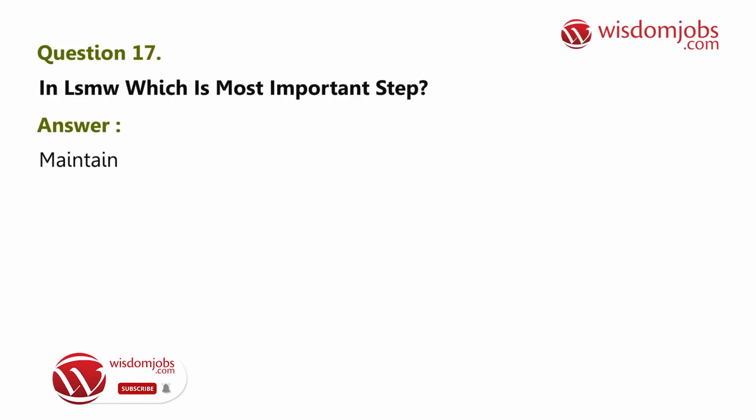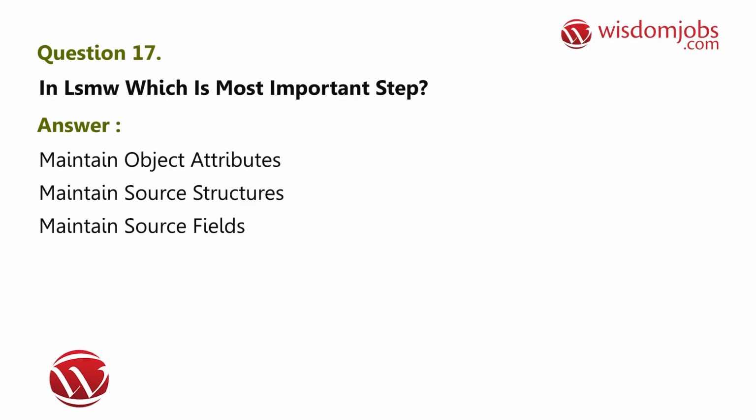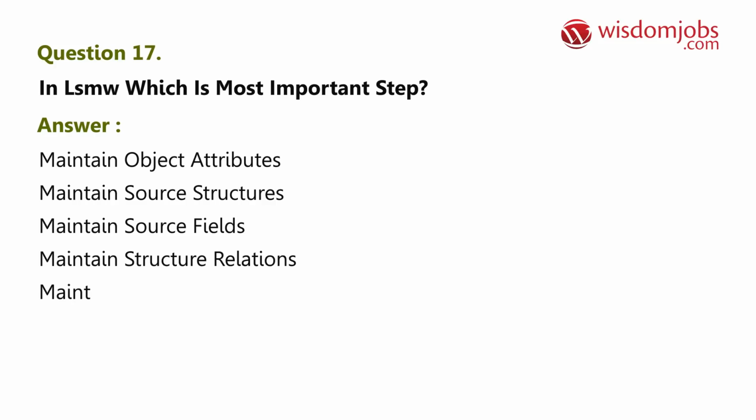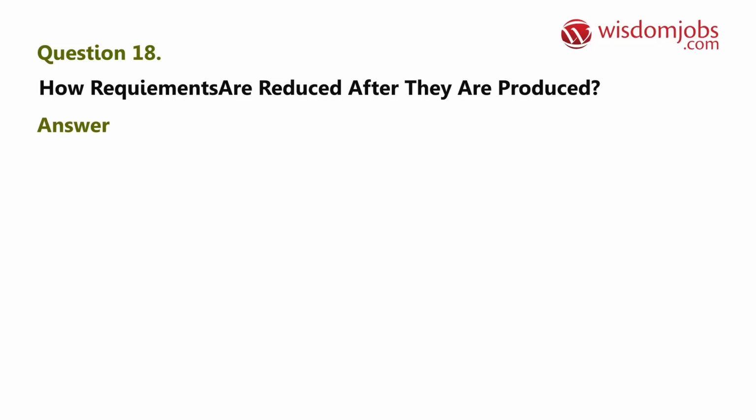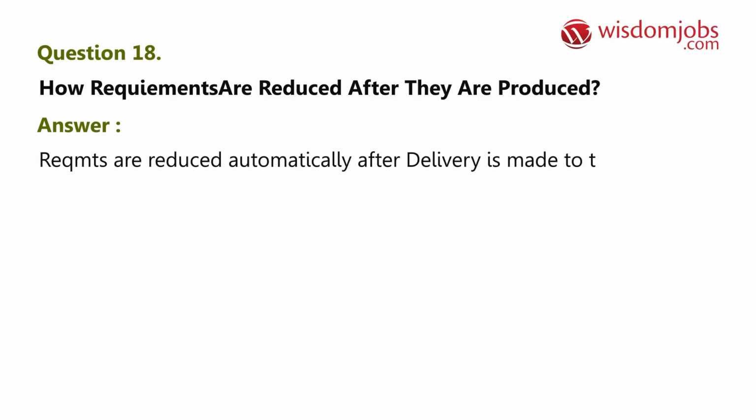Question 17. In LSMW, which is the most important step? Answer: maintain object attributes, maintain source structures, maintain source fields, maintain structure relations, maintain field mapping and conversion rules, maintain fixed values, translations, user-defined routines. Question 18. How are requirements reduced after they are produced? Answer: requirements are reduced automatically after delivery is made to the particular order.